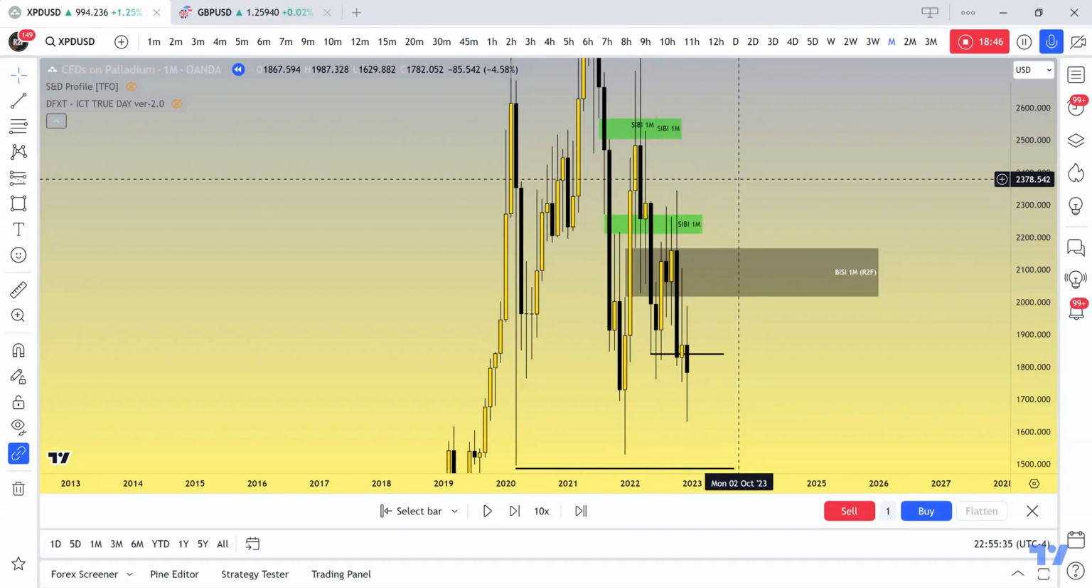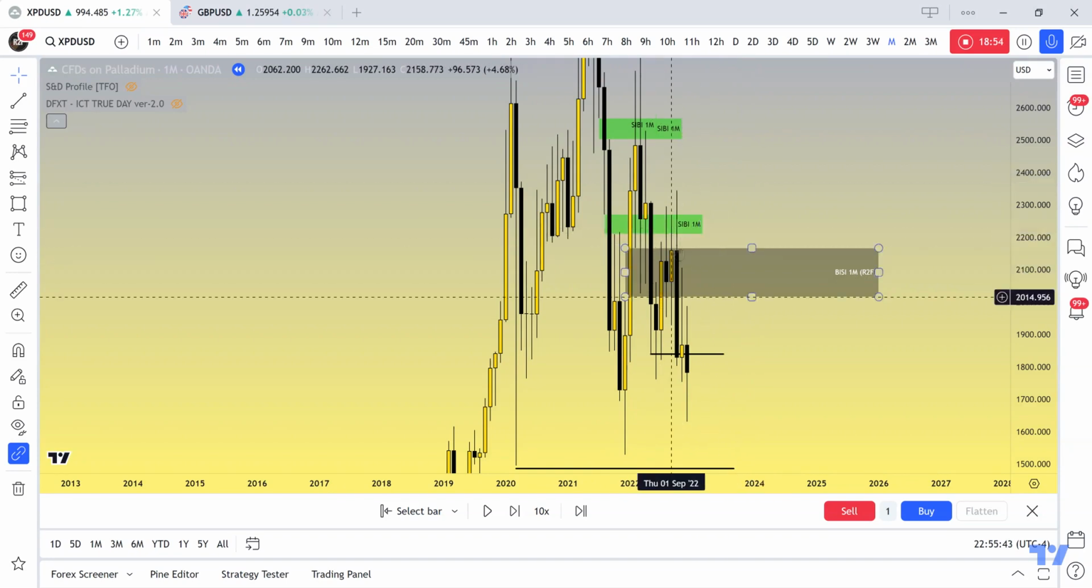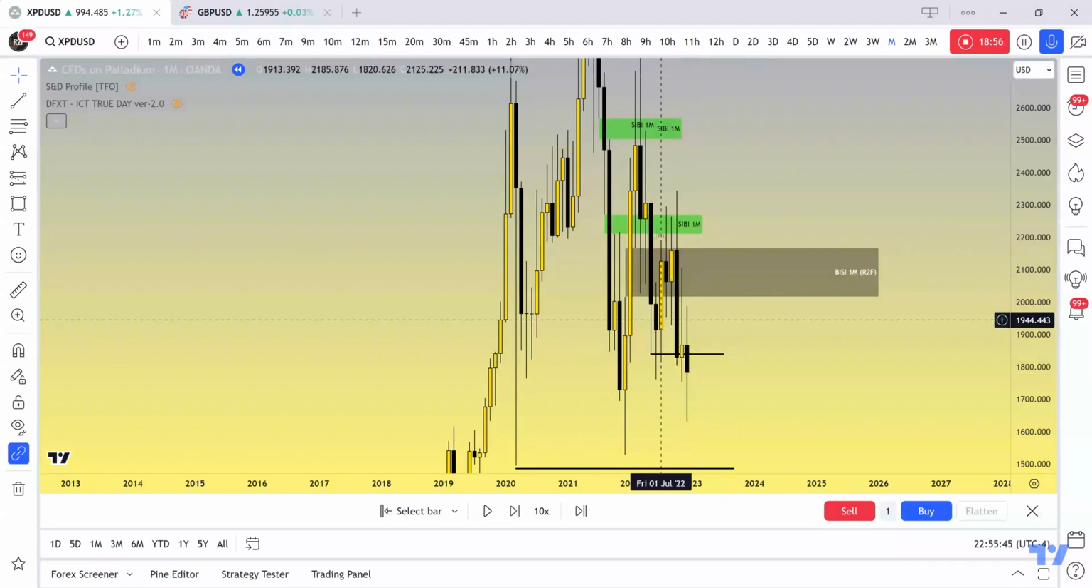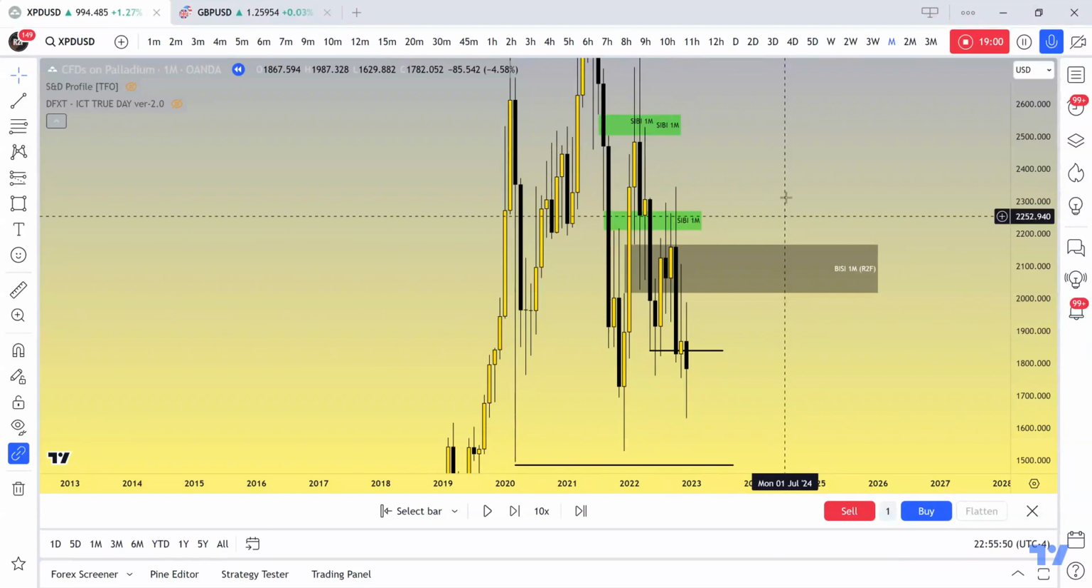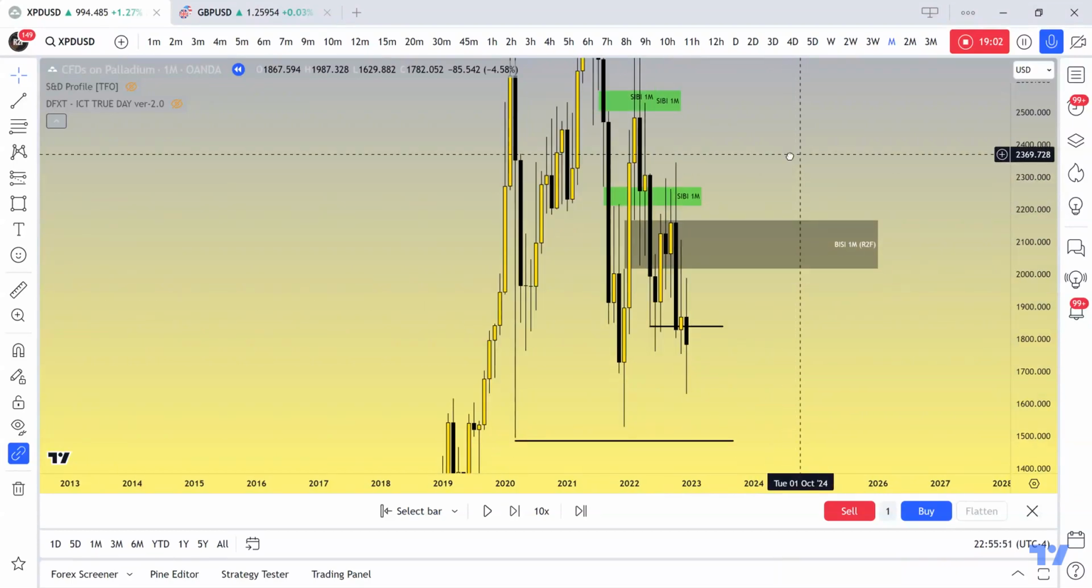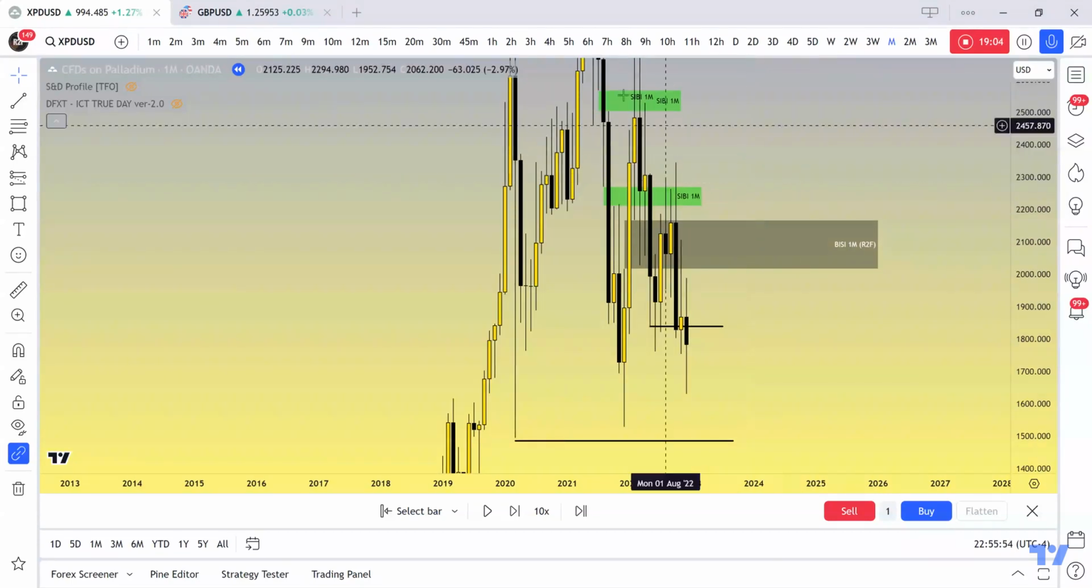Okay, if you follow ICT, I'm sure you've heard him say the bodies tell the story, the wicks do the damage. Okay, these are the wicks doing the damage to me. All right, but these are the bodies just following order flow, following the algo.